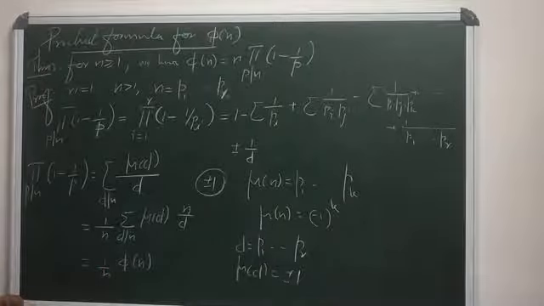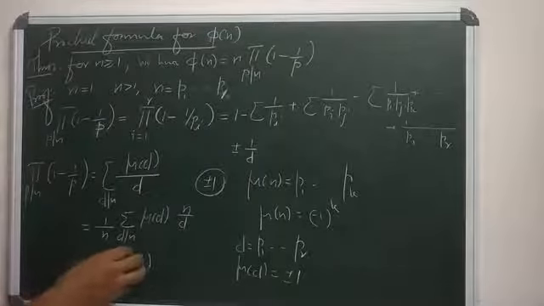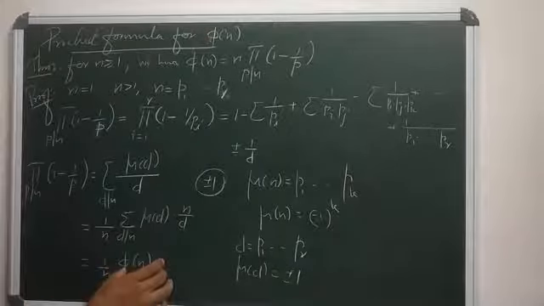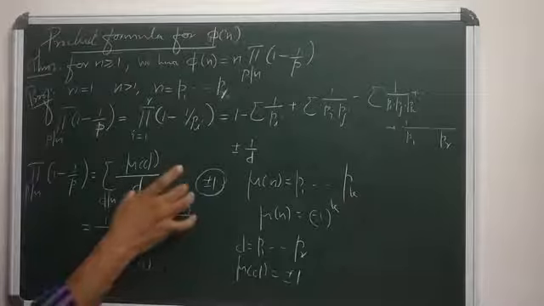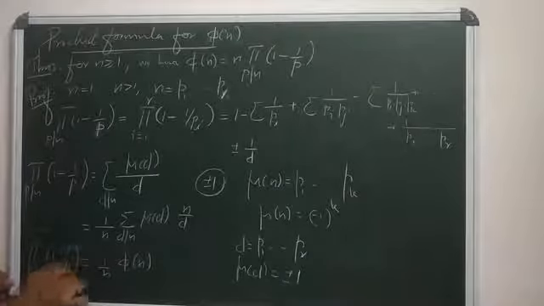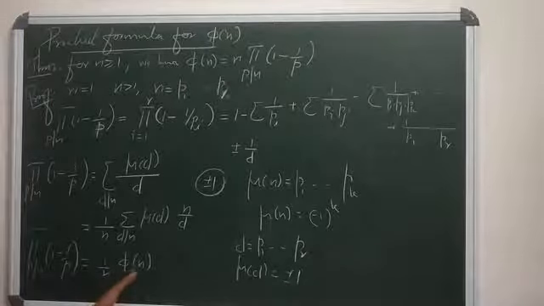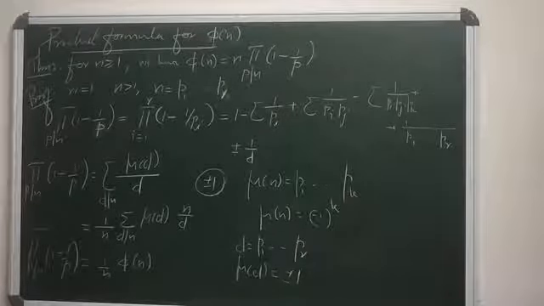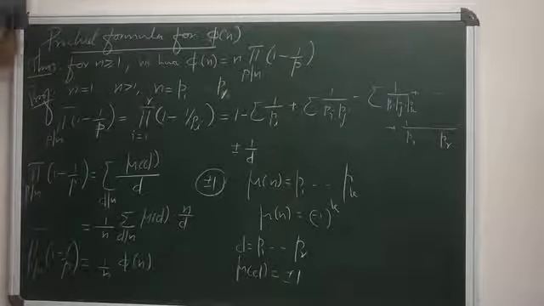Why? Because that is the relation between the Euler totient function and the Mobius function. We know that when n is greater than or equal to 1, phi of n equals the sum over d dividing n of mu of d into n by d. So we are finished. That is, the product over p dividing n of 1 minus 1 by p is 1 by n into phi of n. That means phi of n equals n into the product over p dividing n of 1 minus 1 by p. So this is the product formula of the Euler totient function.